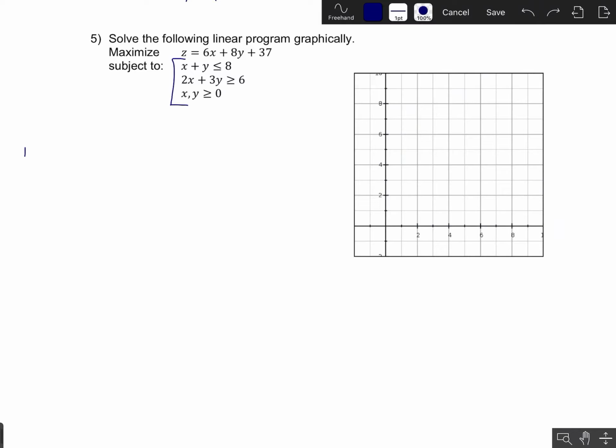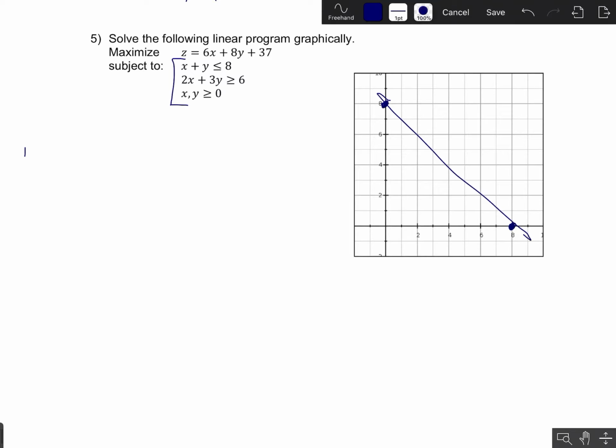For the first one, let's graph the boundary line. That's the line x plus y equals 8. If you set y equal to 0, then x would have to be 8. So that would be this point that belongs on the line. If you set x equal to 0, then y would have to be 8. So that would be this point up here. And that gives us this diagonal boundary line.